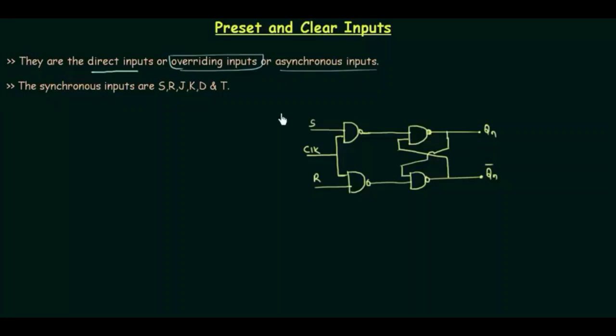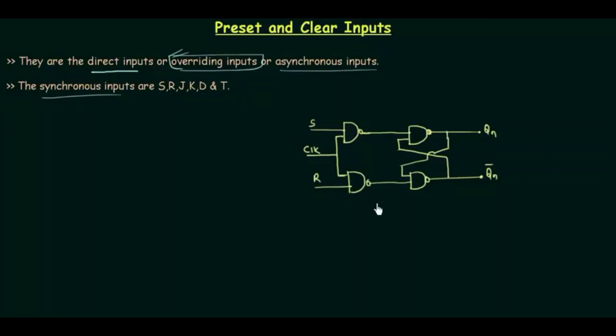It will not see what is the value of S and R, what is the value of clock. It is changed, and it will give a predefined value whenever these preset and clear inputs come in the picture. Therefore I am calling them the overriding inputs. I will tell you how they are changing the outputs, but before that let me tell you what the asynchronous and synchronous inputs are. Asynchronous is preset and clear, whereas synchronous is SR, JK, D and T. You have to keep this in your mind.